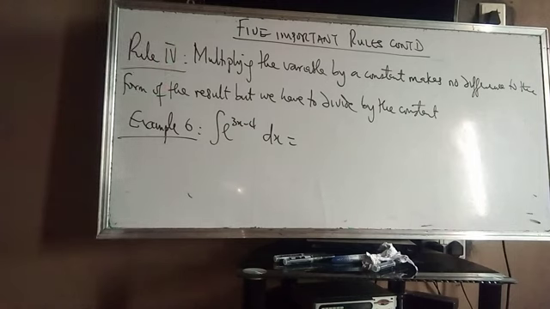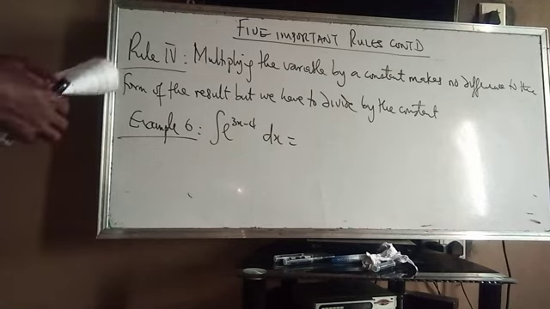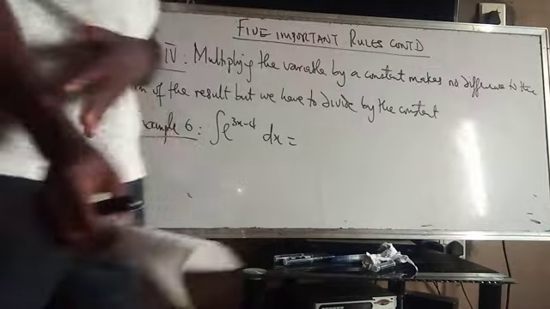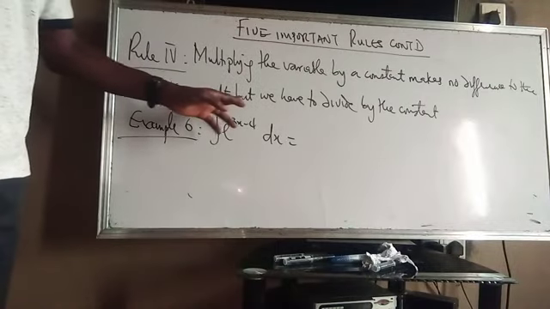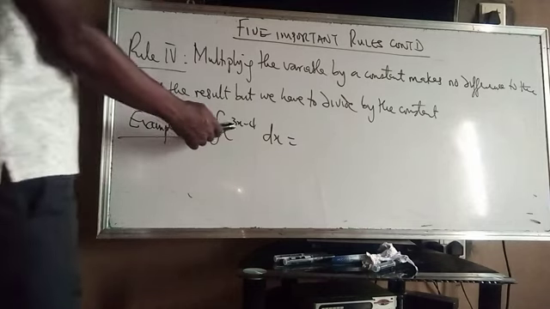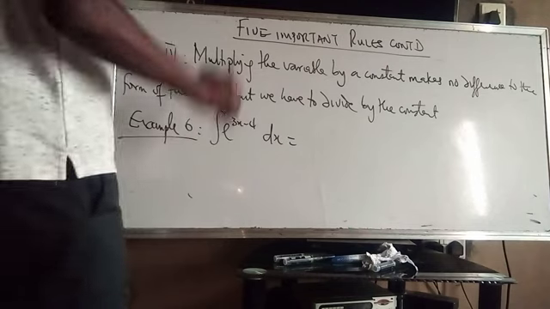In this video, we start with rule 4, which says multiplying the variable by a constant makes no difference to the form of the result, but we have to divide by the constant. Okay, let's look at that. Look at this example: integrate exponential 3x minus 4 dx.